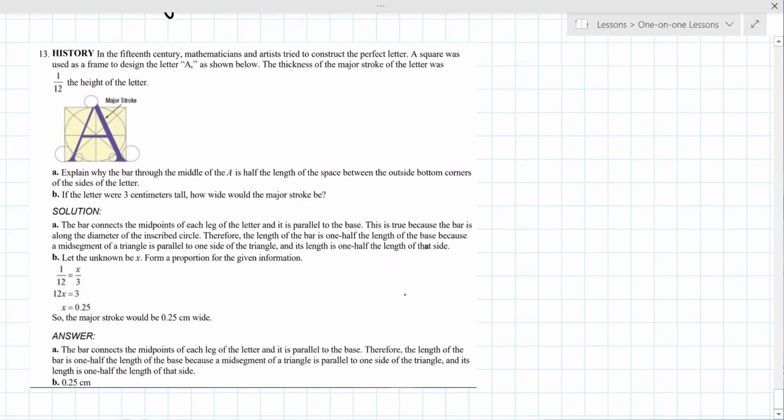Therefore, the length of the bar is 1/2 the length of the base. It's saying, okay, there's a big triangle here. They're saying that this right here, if you move it over, let's try to copy that. This base here would be going right there, and this is exactly half. It's supposed to be half of these. Those would all be the same.